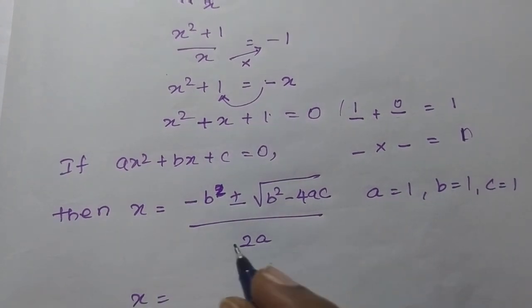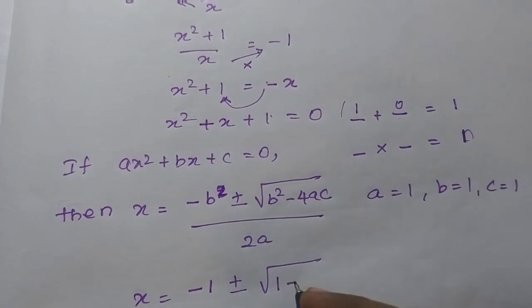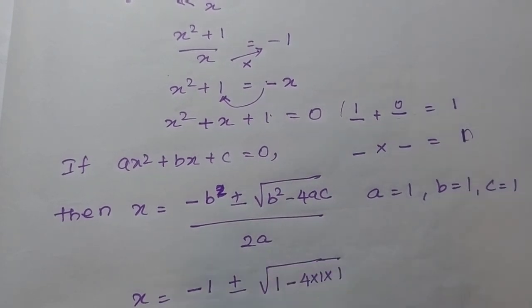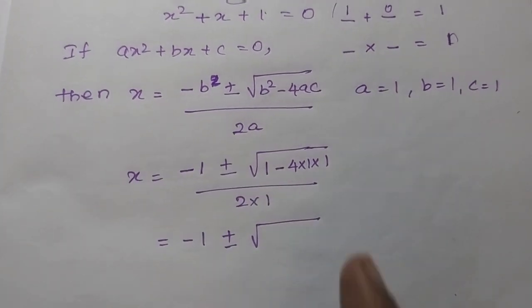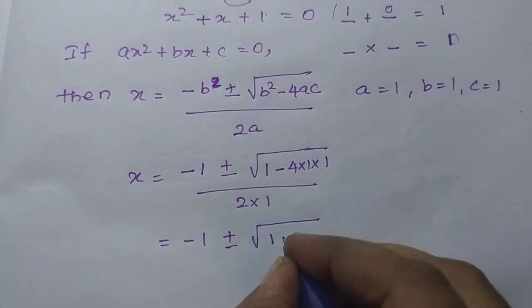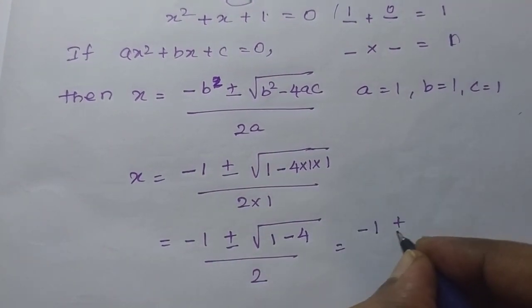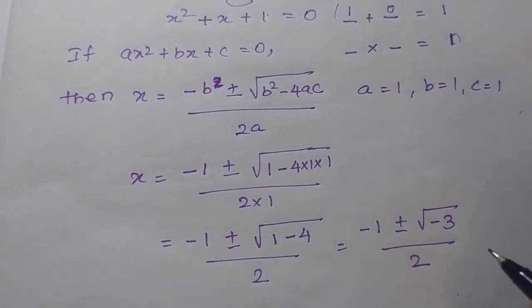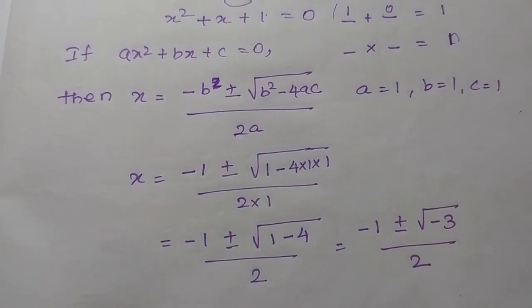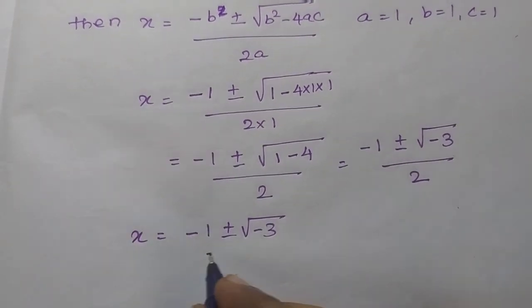Therefore, x is equal to minus b, that is minus 1, plus or minus root of 1 square, which is 1, minus 4 into 1 into 1, divided by 2 into a, which is 1. So, that is minus 1 plus or minus root of 1 minus 4, that is minus 3, divided by 2. So, now we found one value of x: minus 1 plus or minus root 3 by 2.